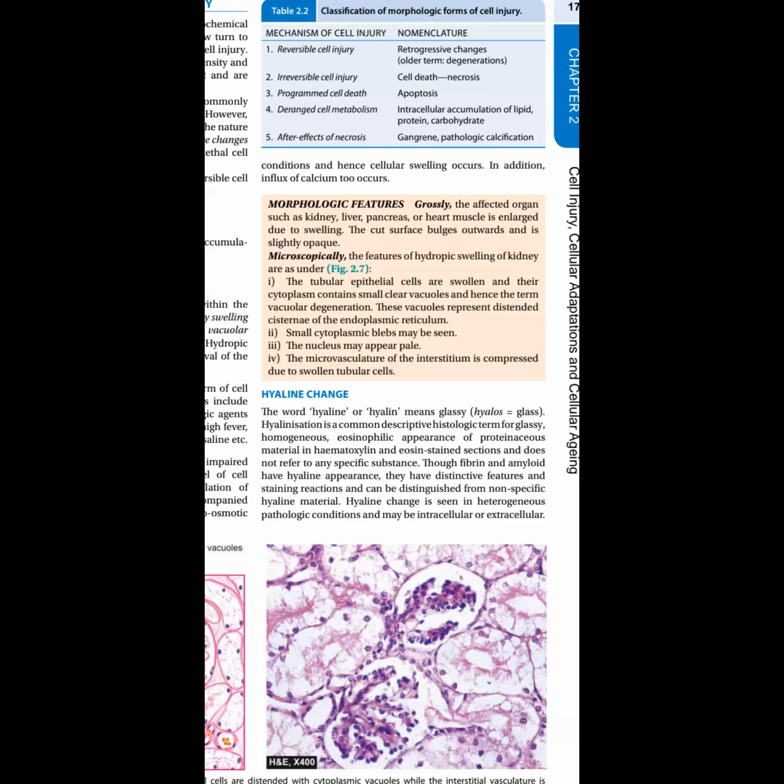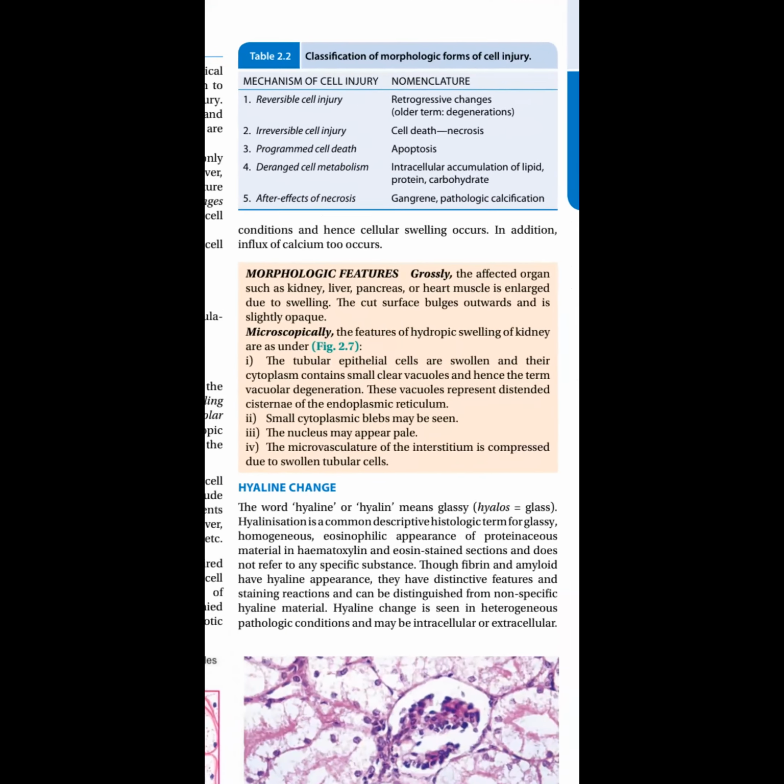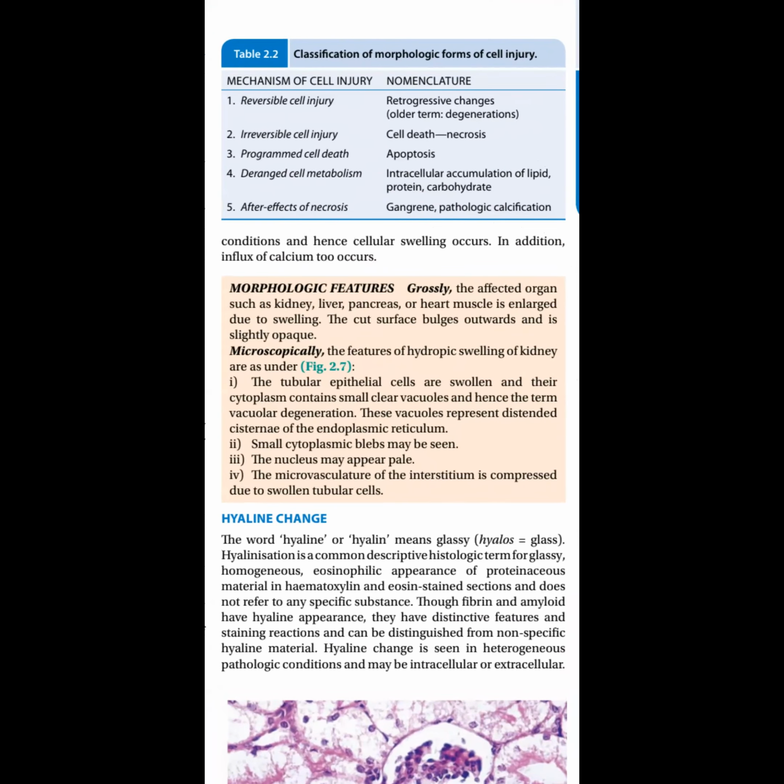Now you have to see this diagram, you can make it when we are saying you have to classify it. There are 4 to 5 types of morphological form of cell injury. First is reversible. It means degenerative changes, but you can come over it. You can reverse it.